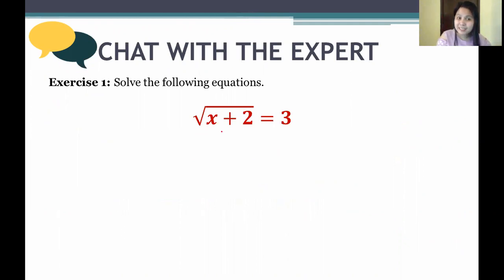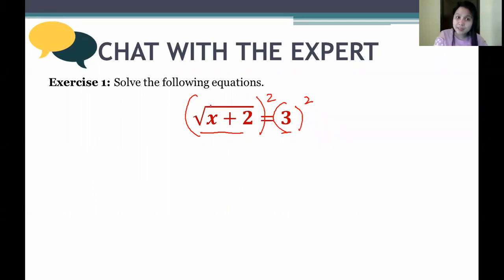Remember, the left-hand side is a radical. The right-hand side is just a number. Now, in the chat box, can you tell me what's the index? What is the index? Very good. The index is 2 because there's nothing written. With that one, we raise both sides to the power of 2. So raise to the power of 2 on the right and raise to the power of 2 on the left.